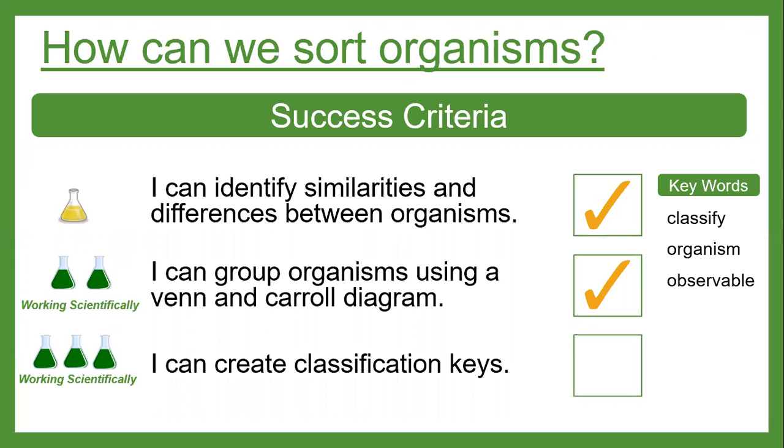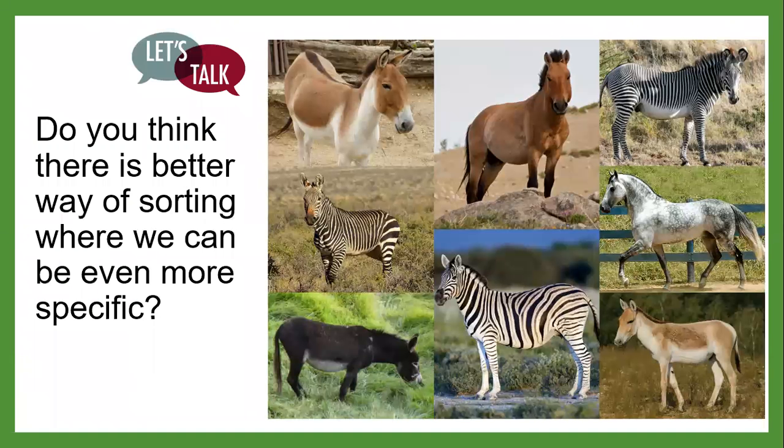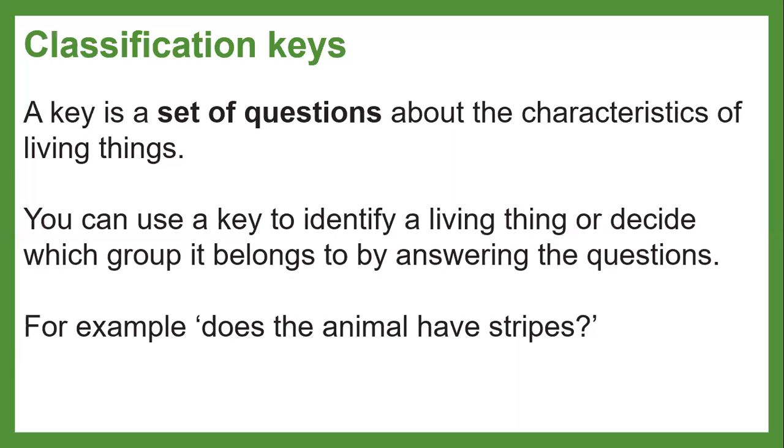I can create classification keys. Okay, now do you think there's a better way of sorting where we can be more specific? Because if you look at the pictures here, all of these animals that we have on the right hand side have very similar characteristics, apart from maybe the color of their fur. Actually, their body structure is very similar, and there's got to be an easy way to classify them. So let's have a look.